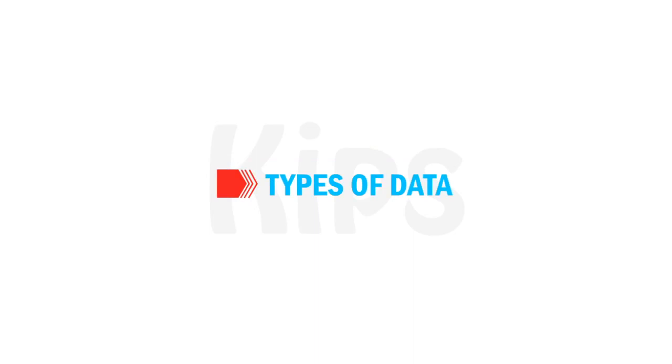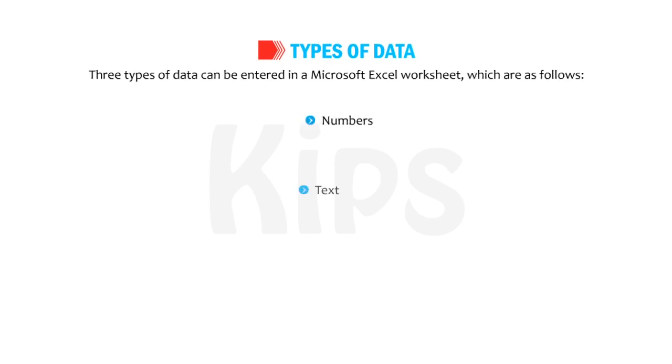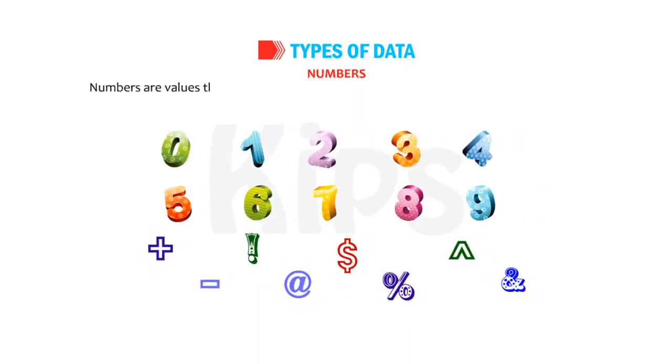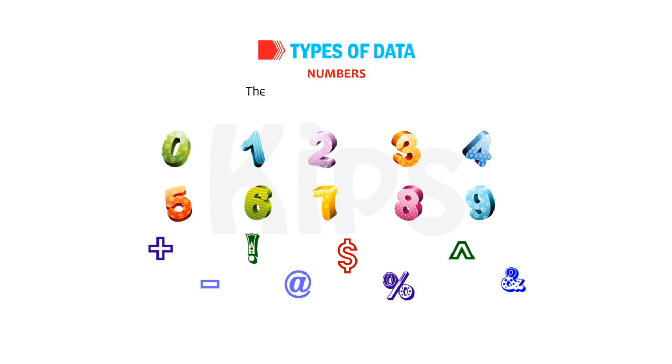Students, let's talk about the types of data. Three types of data can be entered in a Microsoft Excel worksheet, which are as follows: numbers, text, formulae. Numbers. Numbers are values that consist of numerals from 0 to 9 and characters like plus, minus, exclamation, at, dollar, percentage, exponential, etc. They can be used in calculation. In addition to actual numbers, Excel also stores date and time as numbers. By default, numbers are right aligned in a cell.